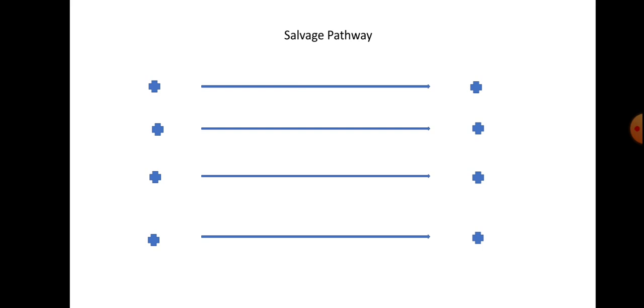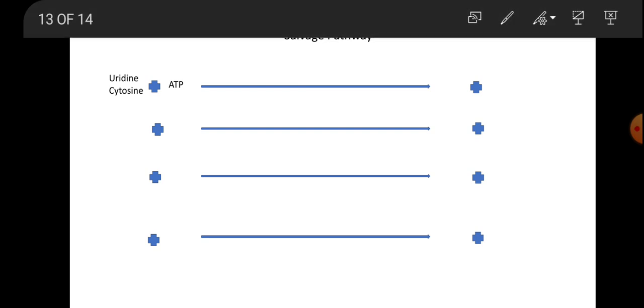Salvage pathway, as the name suggests, we've already discussed, is that salvage. You're salvaging not important substances present in the body which can be used to make certain more important products, right? So there can be bases available, there can be many different molecules that can be added to and form pyrimidines. So in the first case, uridine and cytidine. Uridine and cytidine will react with ATP and gain a phosphate group to form UMP and CMP by the enzyme uridine cytidine kinase.